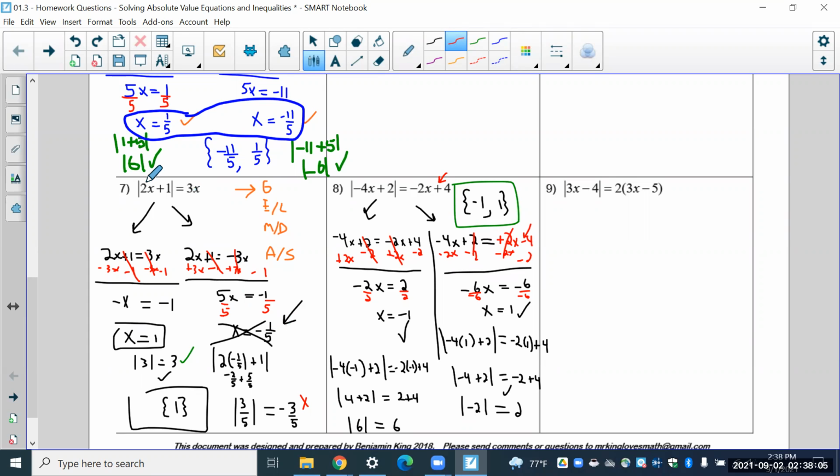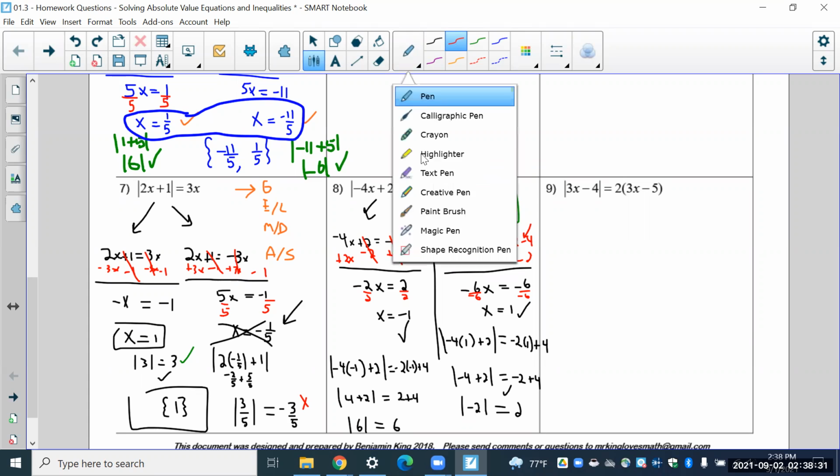If I take -1/5 and plug it into here, I get -2 fifths, and -2 fifths plus 1 is 3 fifths. But if I put -1/5 in here, I get -3 fifths. Is the absolute value that's always positive, is it going to come out to -3 fifths? So that answer is extraneous, making your answer just 1 or curly bracket 1. On the next problem, they both work. You just have to check it. There's no way to know. You have to do it and check it.